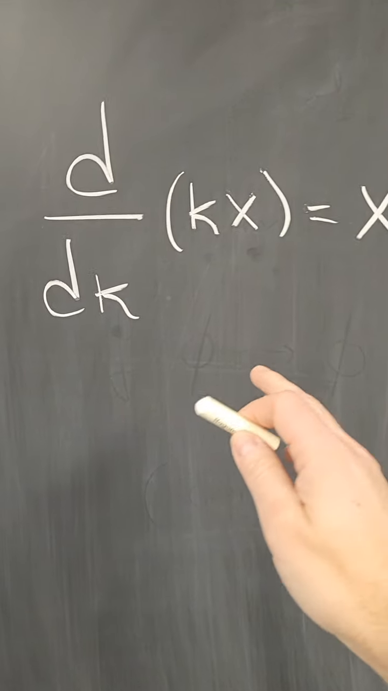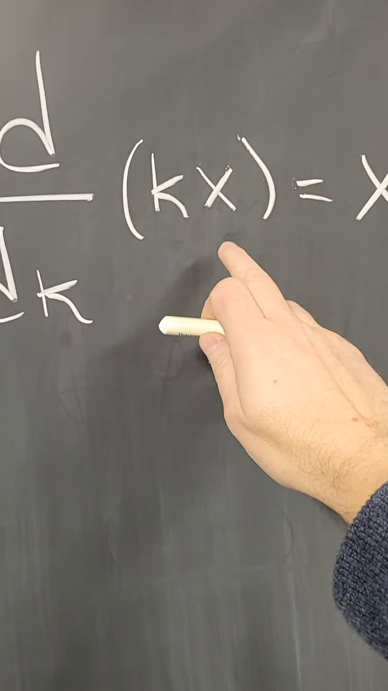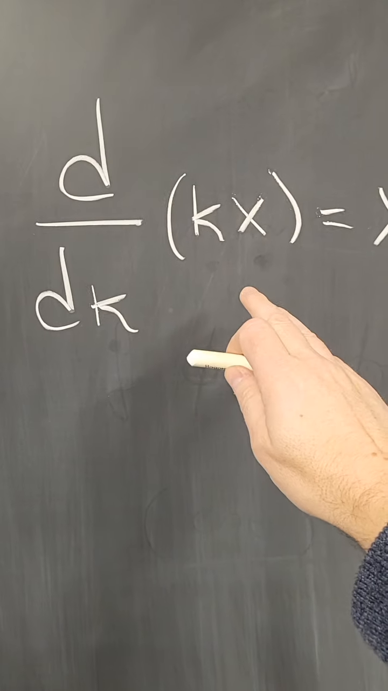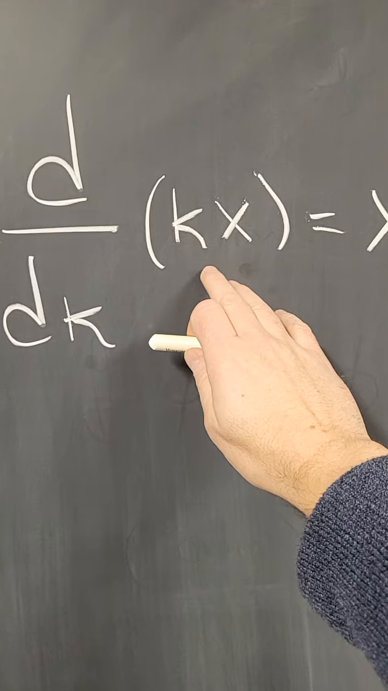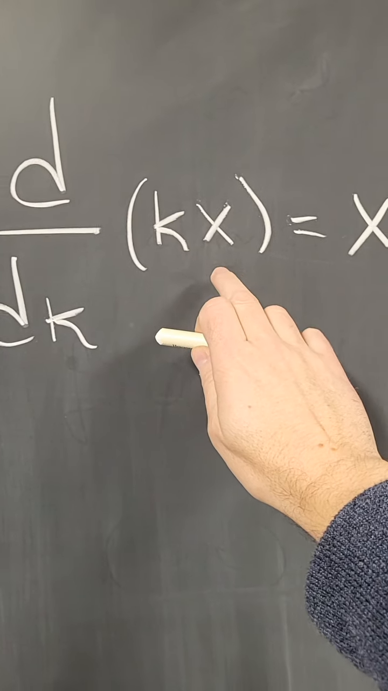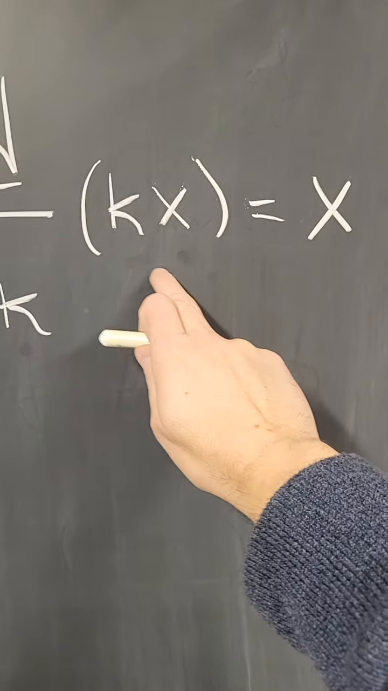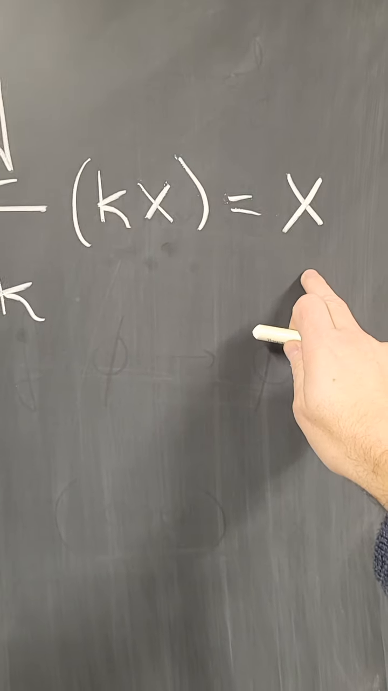But it could be the case that k is a variable, that x is a constant with respect to k, and therefore when we take the derivative of this function of k, the derivative will be just the constant that is in front of k, x.